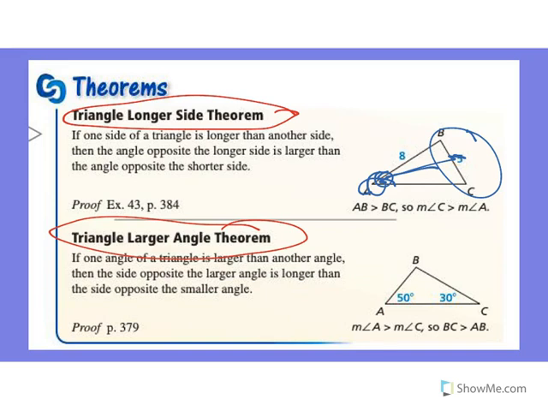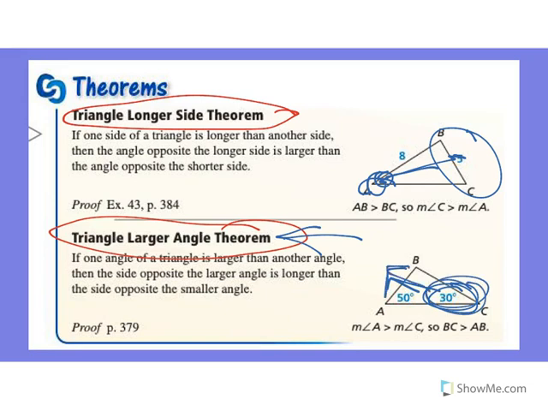And the opposite is also true, though we don't call it a converse, we call it its own theorem: the smallest angle is opposite the smallest side. So if you know the smallest angle, then you know which side would be the smallest.